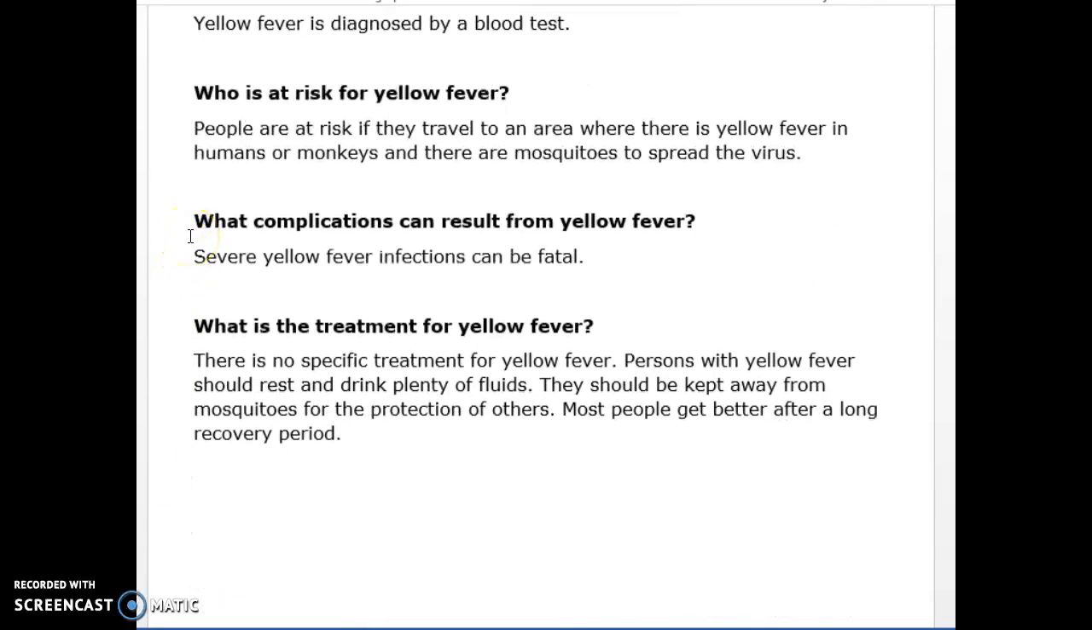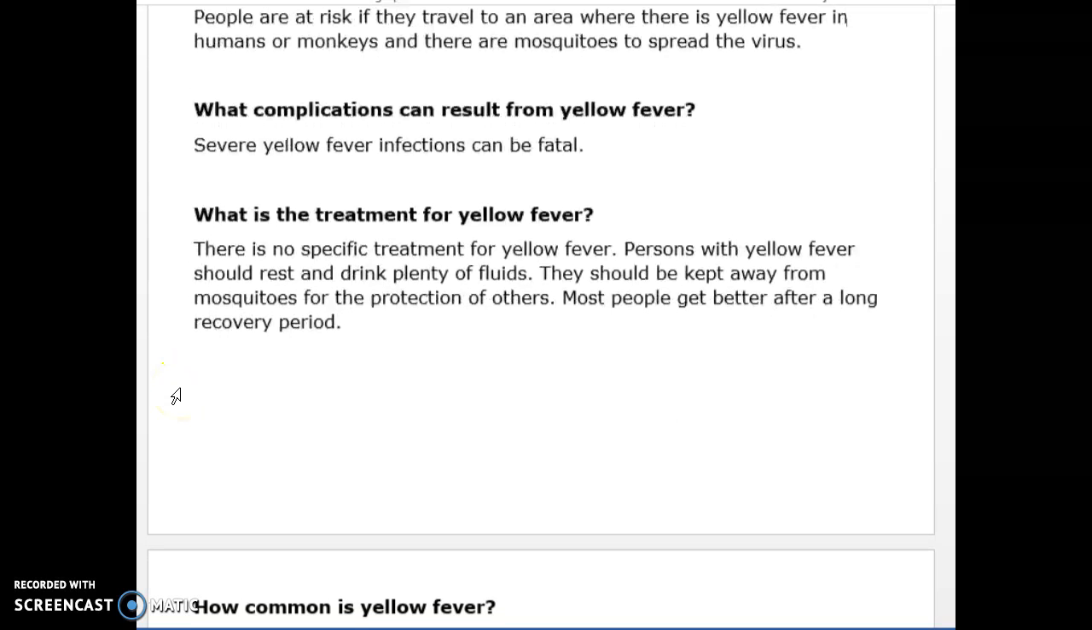What complications can result from yellow fever? Severe yellow fever infections can be fatal. What is the treatment for yellow fever? There is no specific treatment for yellow fever. Persons with yellow fever should rest and drink plenty of fluids. They should be kept away from mosquitoes for the protection of others. Many people get better after a long recovery period.